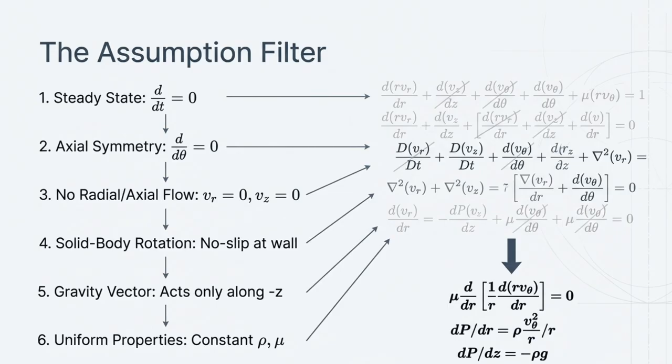So, by applying all these assumptions, we are going to simplify the Navier-Stokes equation, and from this we get three equations: mu into d by dr into 1 by r into d of r v theta by dr is equal to 0; dp by dr is equal to rho v theta square by r, which is the r component; and dp by dz is equal to minus rho g, which is the z component equation.